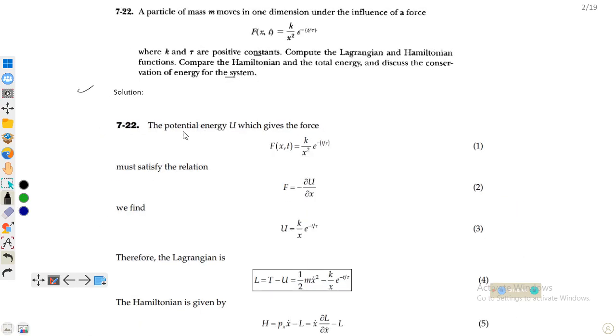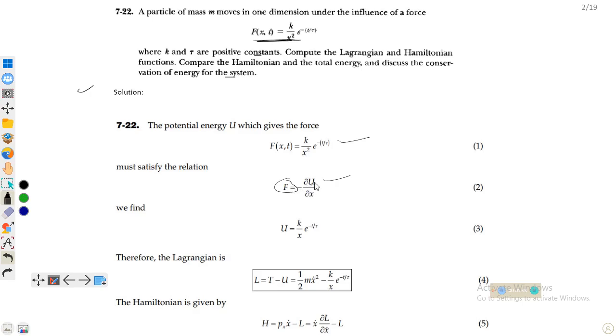So the very first thing is that we are given the force, and we want the potential energy. If we are given the force f of x of t equals k x squared exponential minus t over tau, we can find the potential energy from this force if it is conservative. So f of x is equal to minus partial u over partial x, the negative derivative of the potential energy with respect to that variable.